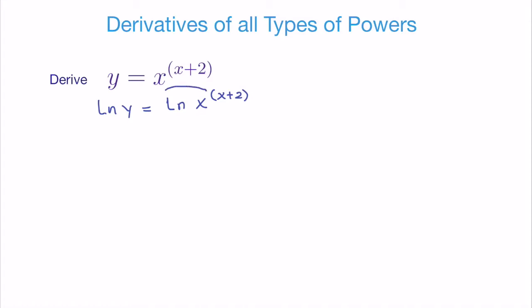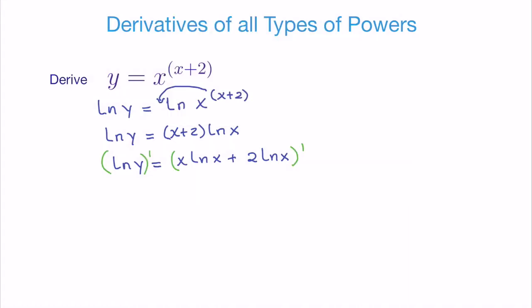The exponent is going to multiply to the front, and we get ln y equals (x + 2) times ln x. I find it easier to distribute first. So ln y equals x ln x plus 2 ln x. And now we derive on both sides.